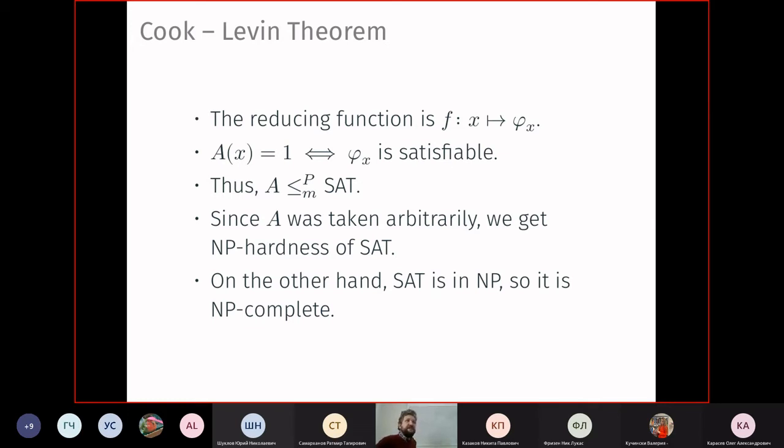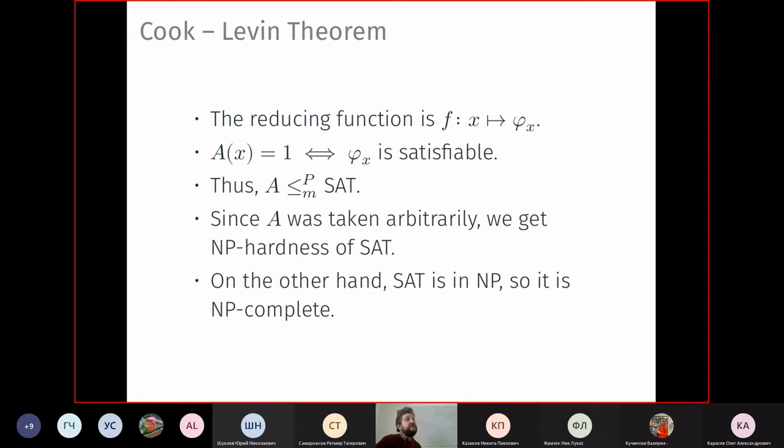We know that 2SAT is polynomial-time solvable, right? If your formula is in 2CNF, then it is polynomial-time solvable by resolution. It was your homework number 1 to implement this. If your formula is in DNF, it's also polynomial-time solvable. But translating the formula into DNF could yield an exponential blow-up. Therefore, you cannot reduce SAT to DNF-SAT.